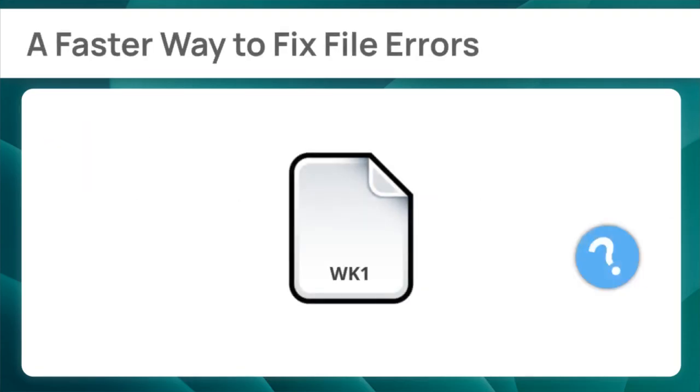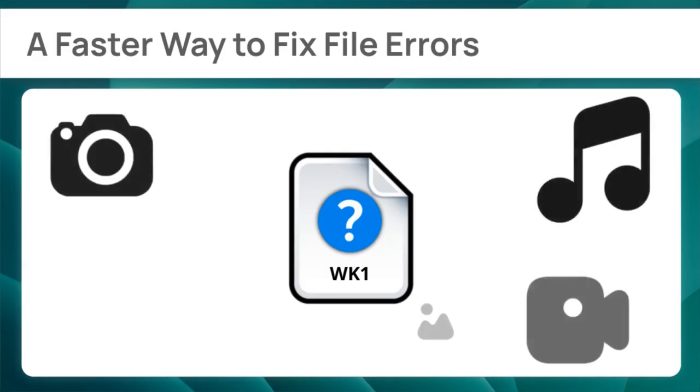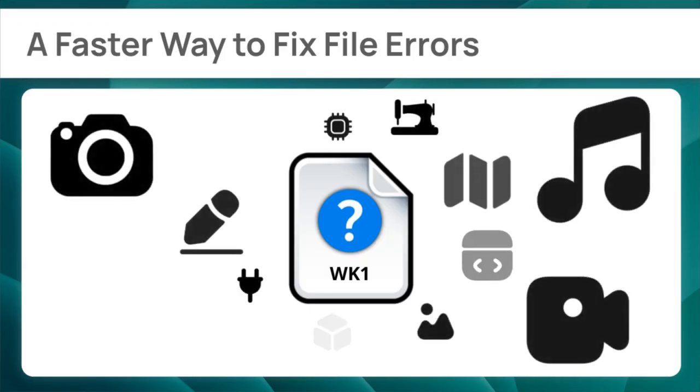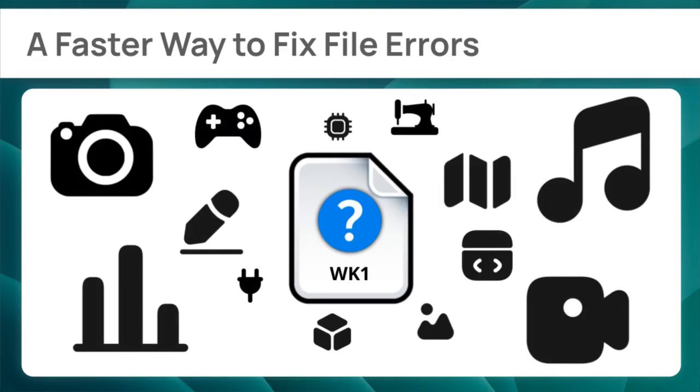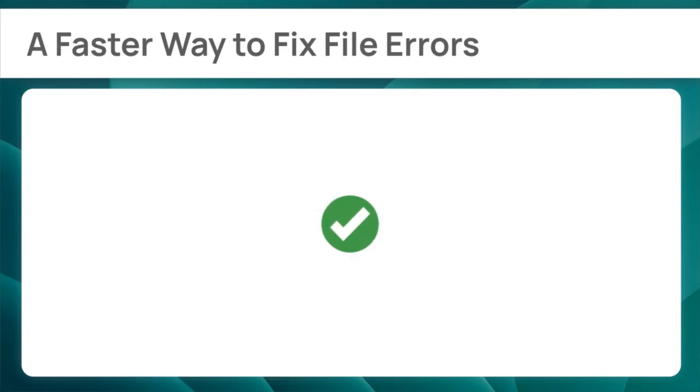When every program rejects your WK1 file, it is often a victim of naming overlap, where multiple proprietary formats share the same extension. You may find success with a solution built on independent file logic that aims to read the file header at the byte level to identify the format, regardless of its current label.